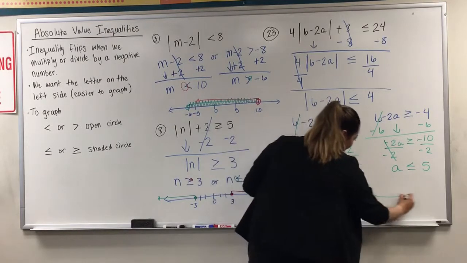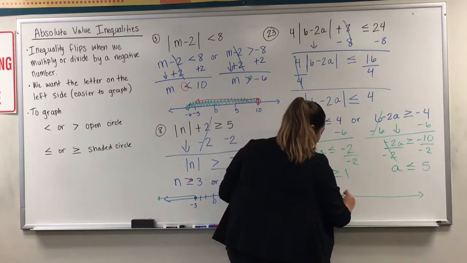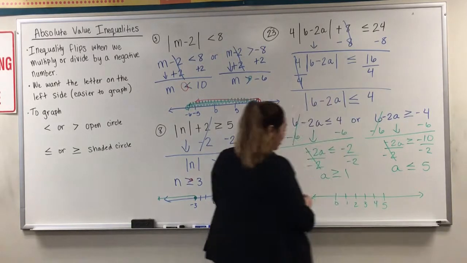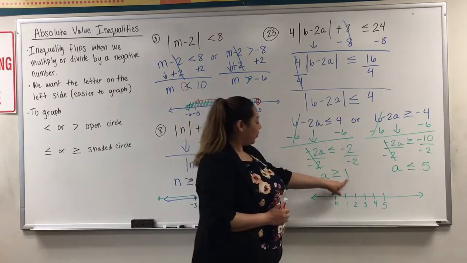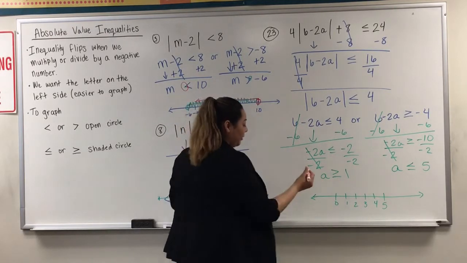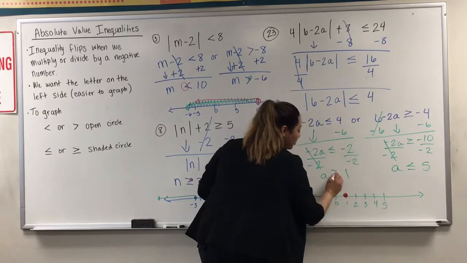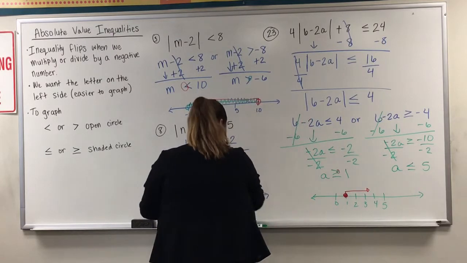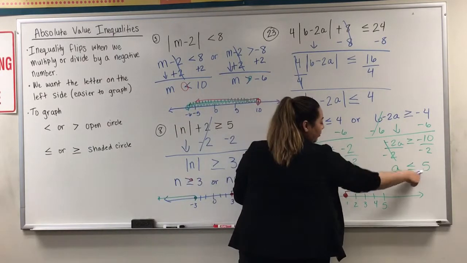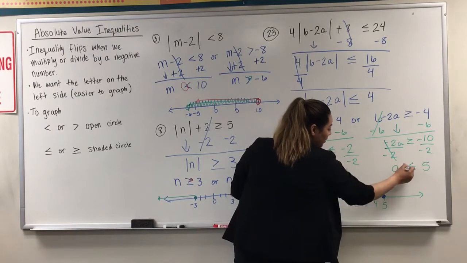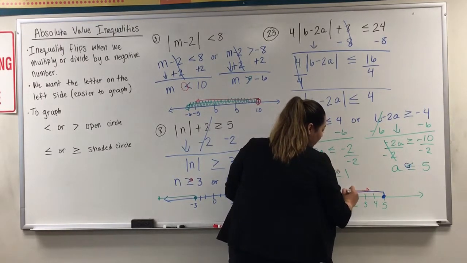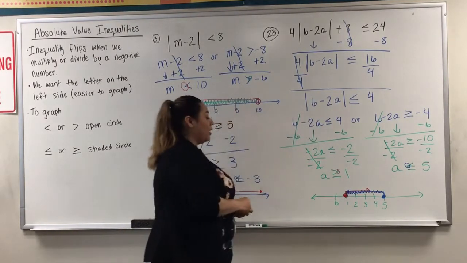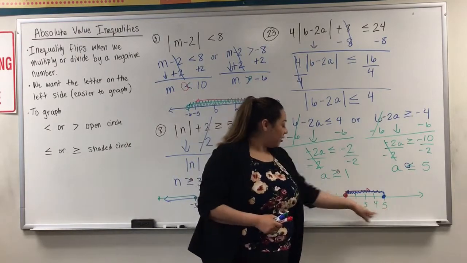To graph it, at +1, we have a closed circle because it has a line at the bottom. And we are going to the right. At +5, we have a closed circle, and this one is pointing towards the left. So where are they overlapping? Is everything in between right here. So it's gonna be everything in between 1 and 5, including those numbers.